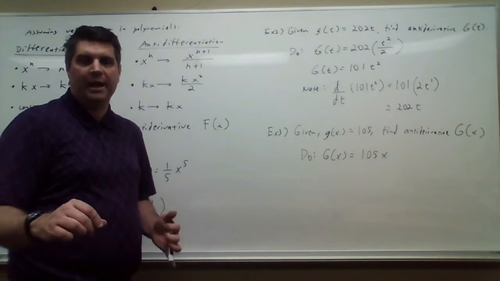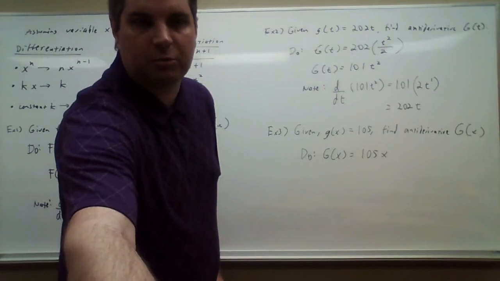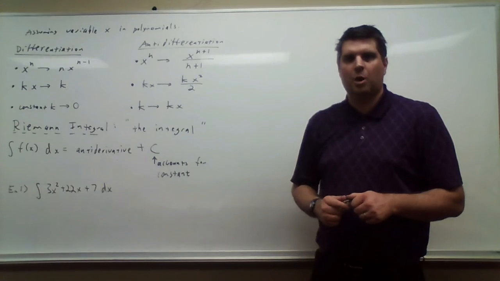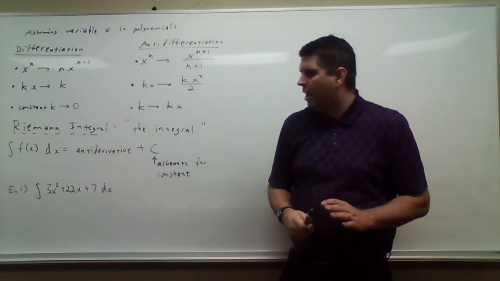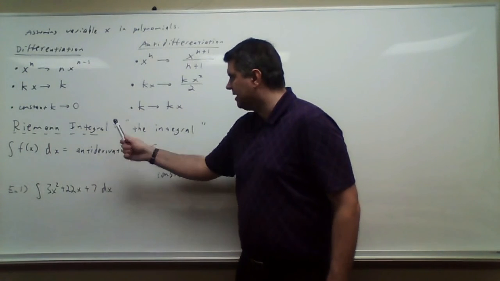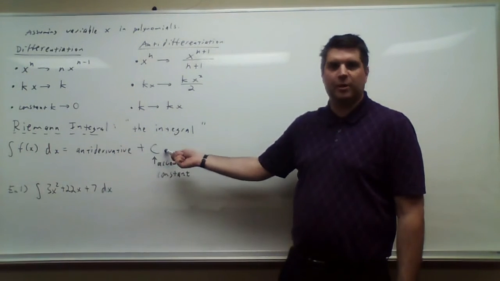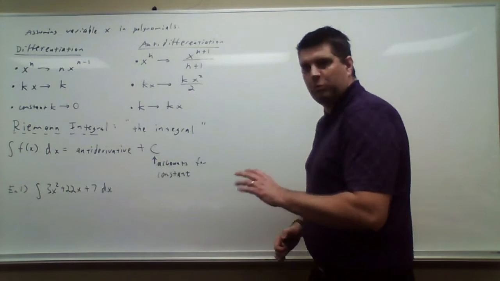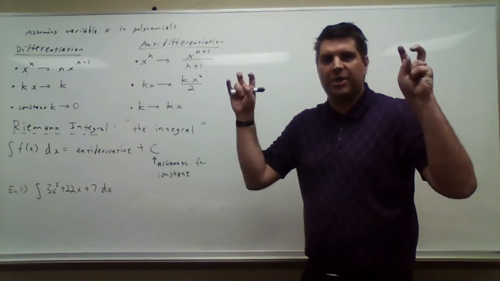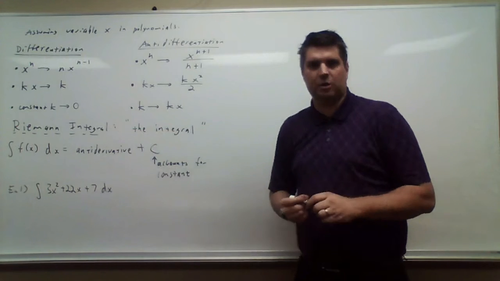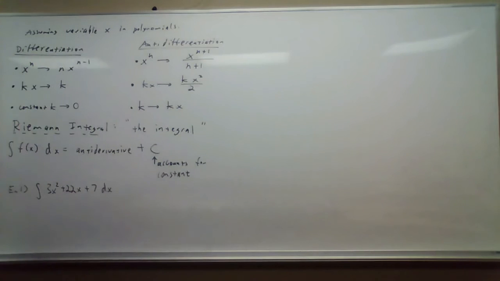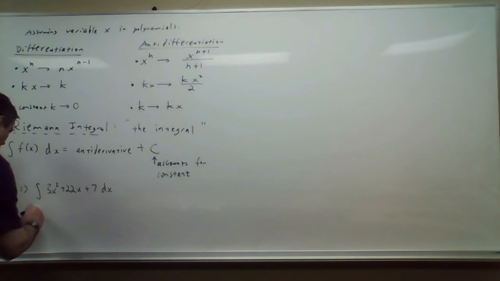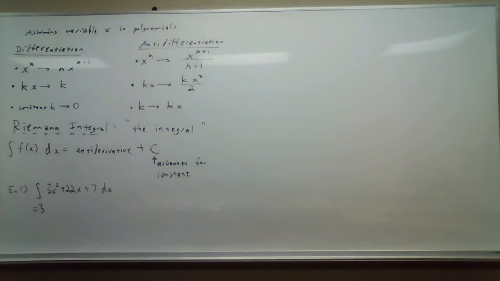Okay, so I'm going to clear the board and resume with integration. Okay, what's called the Riemann integral. There are multiple types of integrals, but the Riemann integral is the antiderivative plus capital C to account for a constant. Unless given reason to assume otherwise, the integral means the Riemann integral. Okay? So we're going to go ahead and do it with this problem right here. Okay, so we're going to follow the anti-differentiation rules with every term.